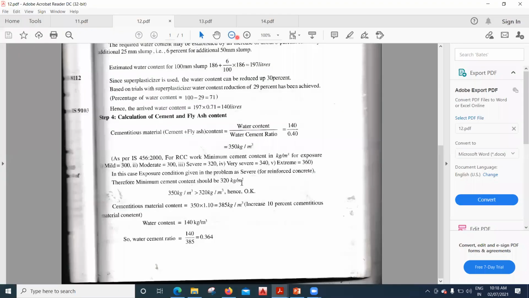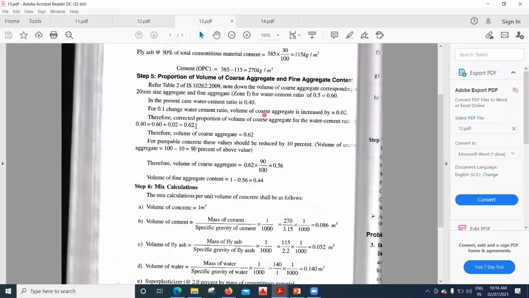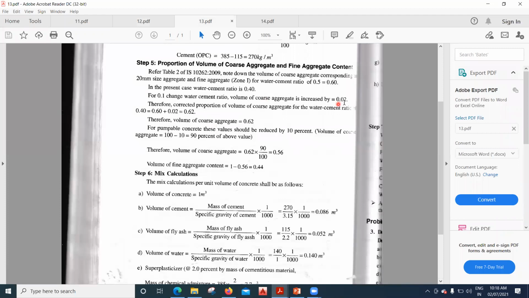Now what have they done after this? That is why you can see the value written here. They have got 0.02. Therefore, the corrected proportion of volume of coarse aggregate for the water cement ratio: 0.60 we got from the table, and for that we have to apply a correction factor of 0.02. So 0.6 plus 0.02 comes out to be 0.62. Therefore, the volume of coarse aggregate is 0.62.